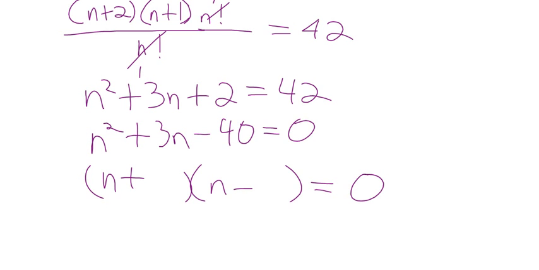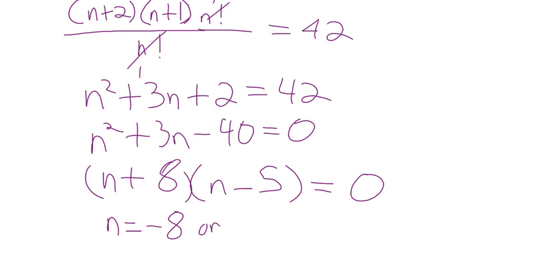There's a plus, there's a minus. Two numbers multiply to 40 and differ by 3. 8 and 5, which one is positive? Check. n squared minus 5n plus 8n will be plus 3n minus 40, right? Okay. Anytime you factor, you got to check. So that means that n is equal to what?